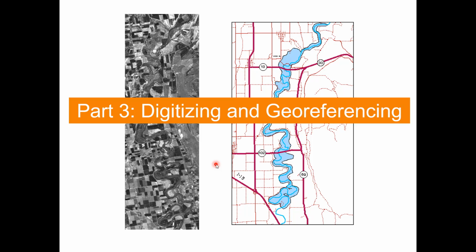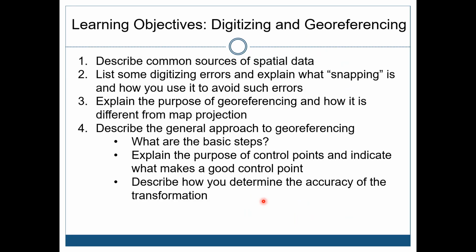This week we're going to be talking about digitizing and georeferencing in two separate videos as part of this third section of material. And we're really going to cover just a few specific things. What is digitizing? What is georeferencing? We'll talk about some sources of spatial data. So how are we starting to work with spatial data? How are we developing spatial data?